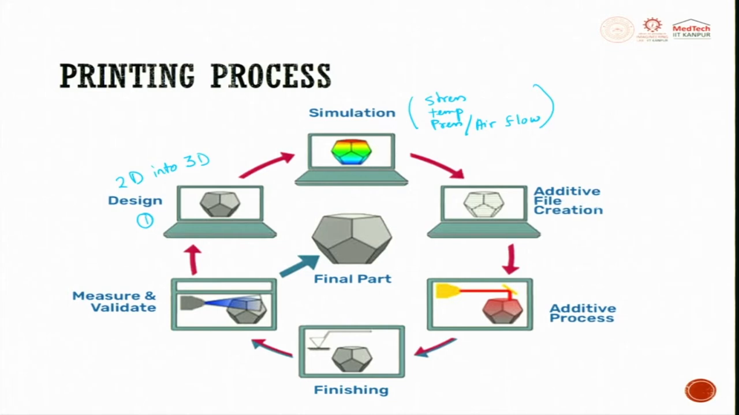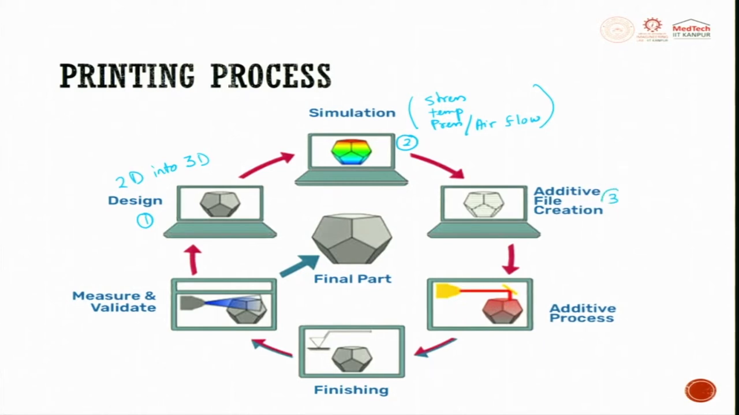Why am I saying additive file creation? Because you have created a CAD model. Now, that CAD model is optimized. The next step after that optimization is CAD file creation. From there, you are going to send it to the additive manufacturing process. So, now converting virtual data into realistic data has to happen. At this stage, you try to convert whatever your CAD model is into a machine understandable manner. So, here you convert the CAD file into a layer by layer file. This layer by layer information will be taken by the machine and it will try to develop the part.